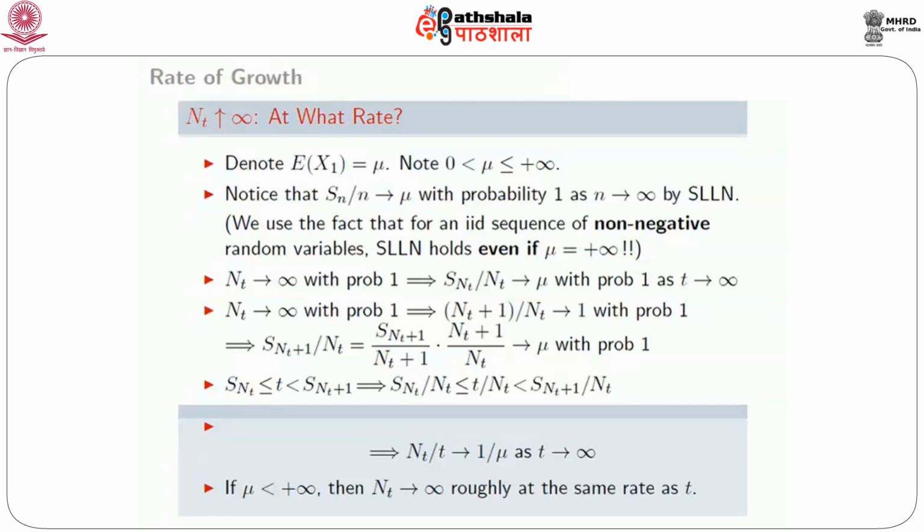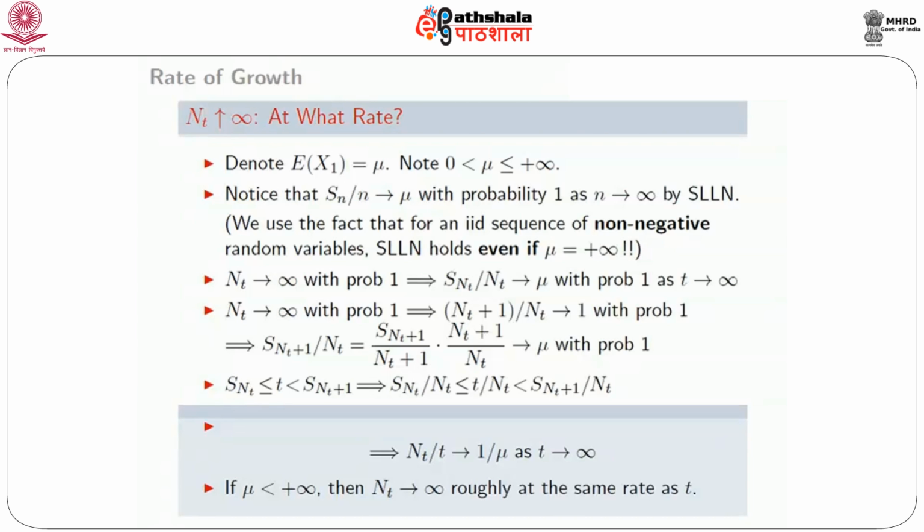That's basic calculus. This would imply that if I look at S_(Nt plus 1) by Nt, then you can write it as S_(Nt plus 1) over (Nt plus 1) into (Nt plus 1) by Nt. The second factor goes to 1, the first factor goes to mu. So S_(Nt plus 1) divided by Nt goes to mu with probability 1. But remember that S_Nt is less than or equal to t less than or equal to S_(Nt plus 1). So that implies, of course, that S_Nt over Nt is less than or equal to t over Nt less than S_(Nt plus 1) over Nt.